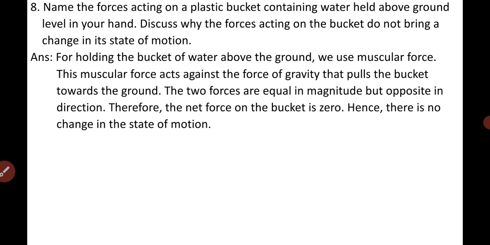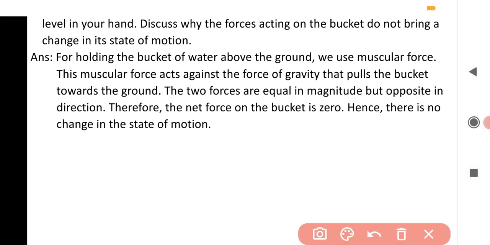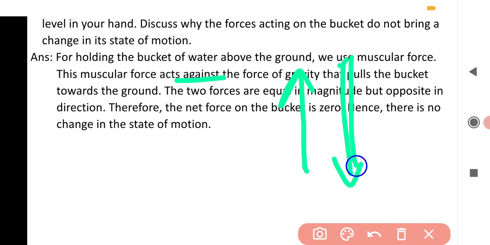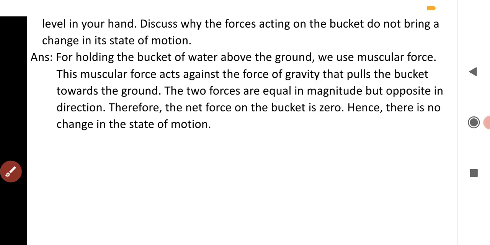You are holding the bucket of water, and the muscular force and the gravitational force is acting downwards. You are holding the bucket of water and you are trying to bring it up. So the direction of the two forces are opposite to each other. This muscular force acts against the force of gravity. Gravitational force is acting downwards and muscular force is acting upwards. That is why it is written, this muscular force acts against the force of gravity that pulls the bucket towards the ground.